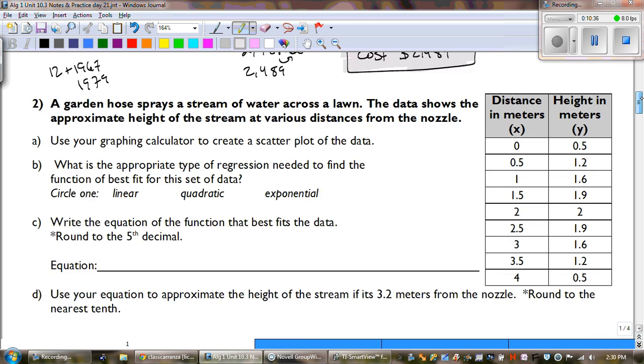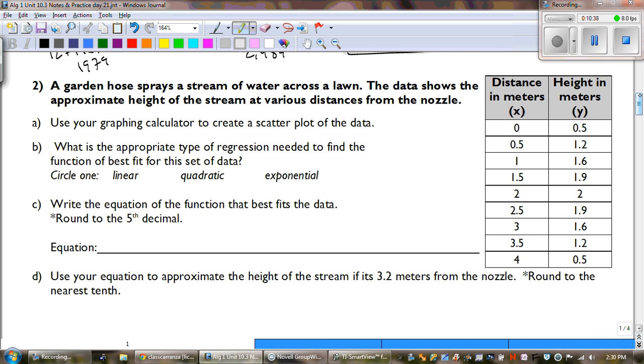Now, let's go ahead and do this next one. So this is talking about a garden hose that sprays a stream of water across the lawn. The data shows the approximate height of the stream at various distances from the nozzle. All right, so you guys are in charge of creating the scatter plot and your window. Okay, so go ahead and pause the video and good luck.